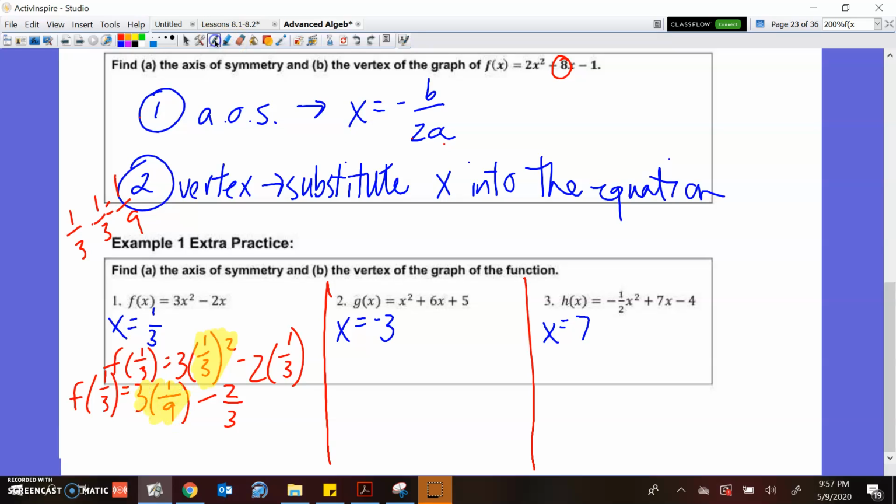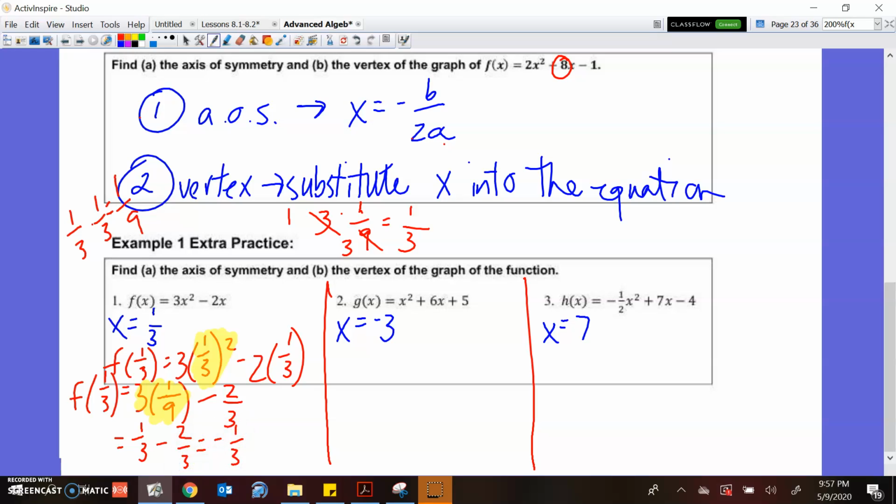So now the next thing I'm focusing on is multiplying these: 3 times 1/9. So 3 times 1 over 9. Well, 3 goes into 3 once. 3 goes into 9 3 times, so I get 1/3. Okay? 3 times 1/9 is 1/3. So now I have 1/3 minus 2/3, which gives me negative 1/3.